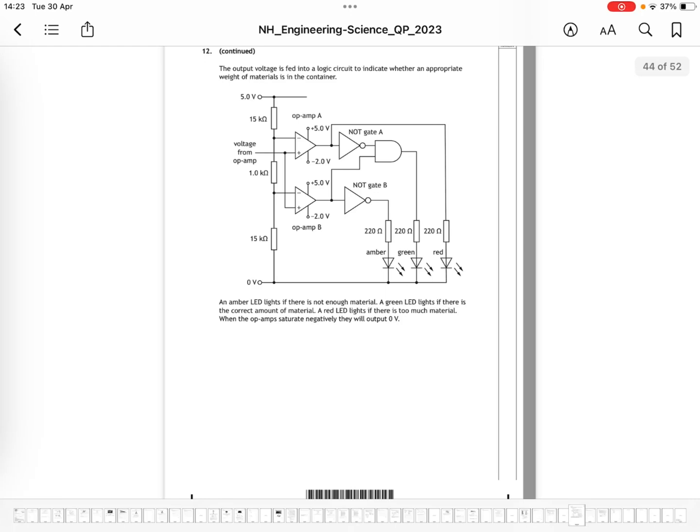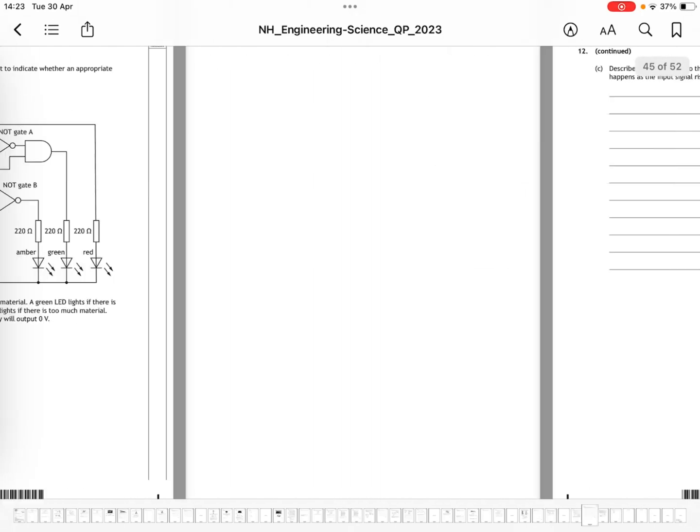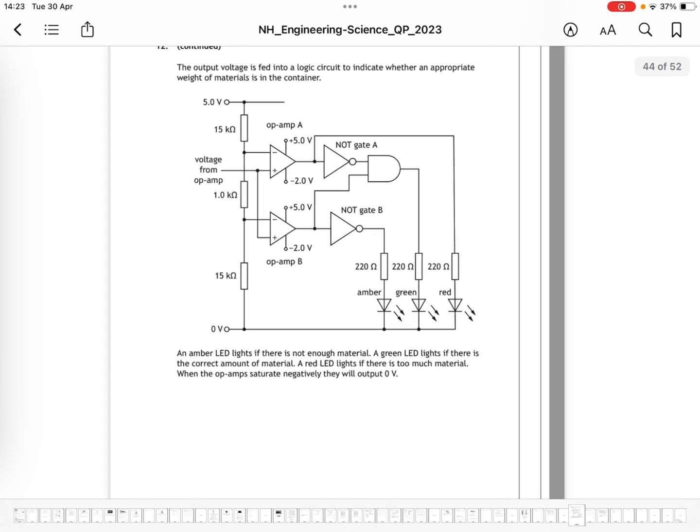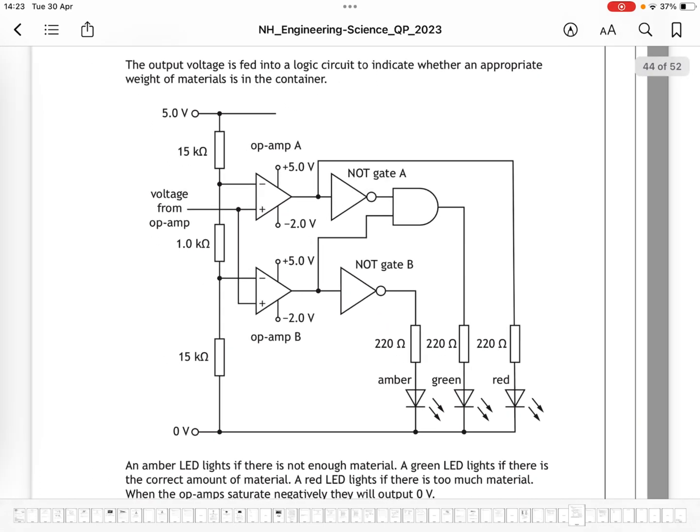This is question 12, part C, from the Higher Engineering Science question paper 2023. And we're on to another op-amp question, but this time we're going to be asked to describe the operation of this circuit. So from part B, the output voltage is fed into a logic circuit to indicate whether an appropriate weight of materials is in the container.